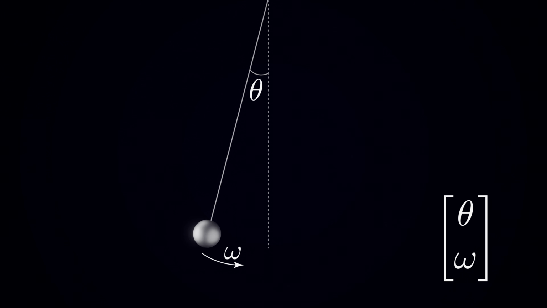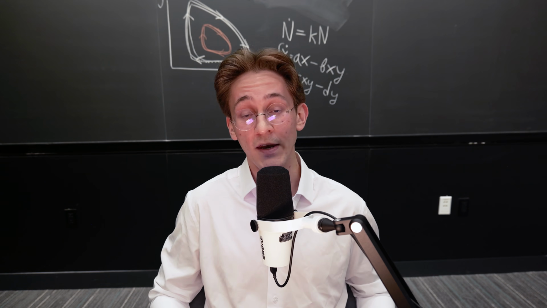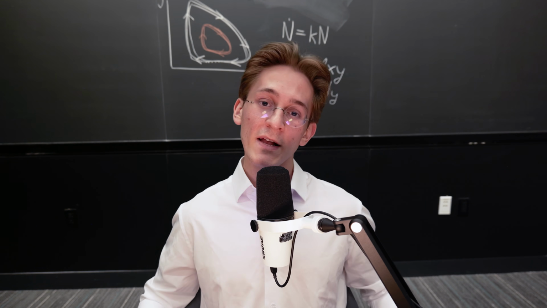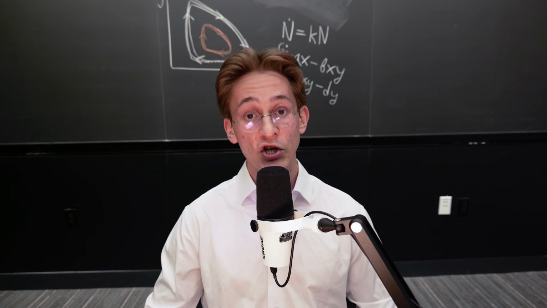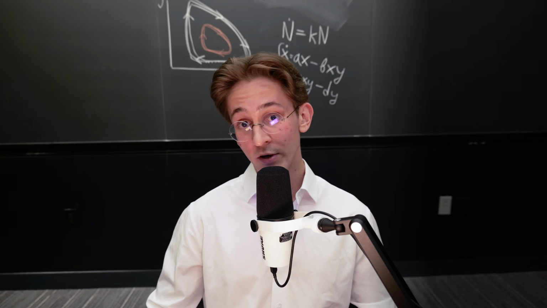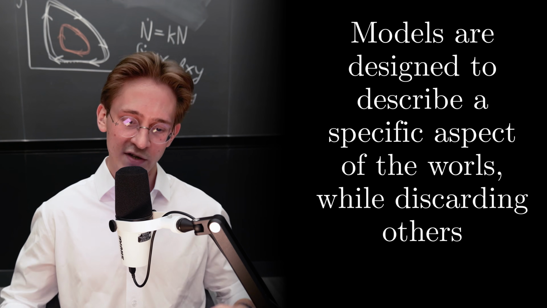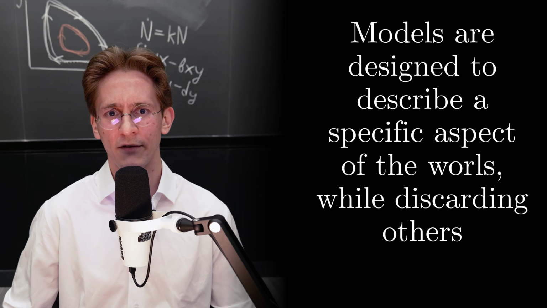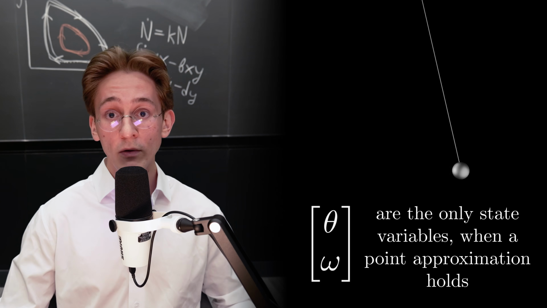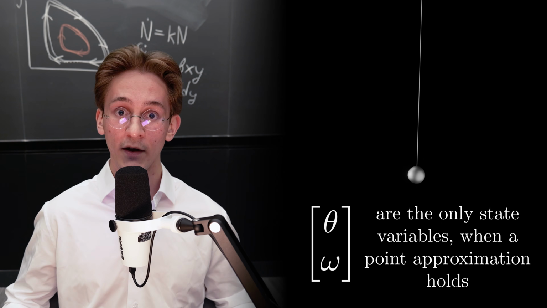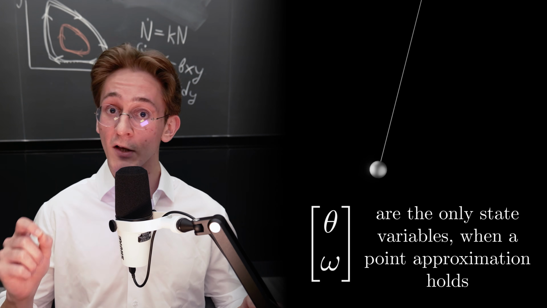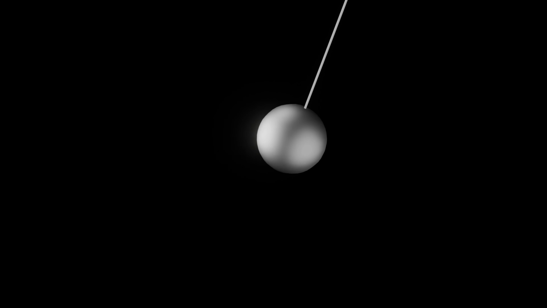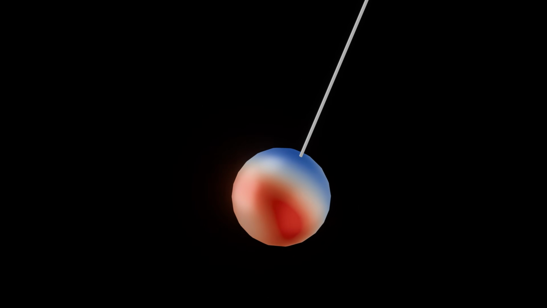But what about more complex systems? How can we even know what state variables are? Well, it depends on the particular system and the level of abstraction you want to characterize it on. After all, these are all models designed to describe a particular aspect of the real world while discarding all others as irrelevant. For instance, the 2 state variables for a pendulum are only justified if we allow ourselves to approximate the pendulum as a single point. While if we care about its rotation or its deformations or the temperature, we might need a larger set of state variables.